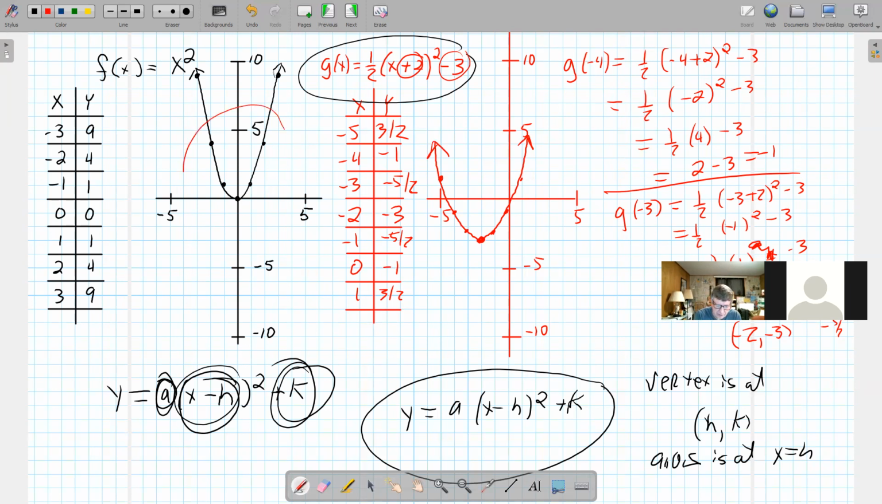Notice it opens upwards. It opens wider than this one because a is between 0 and 1. It's shifted 2 units to the left and down 3 units. So the vertex is over to the left and down. Okay. Any questions about that? All right.